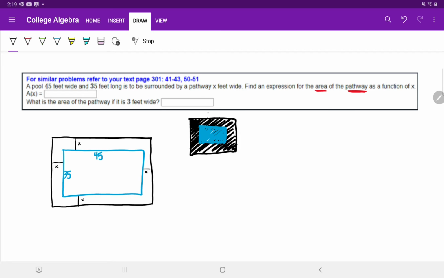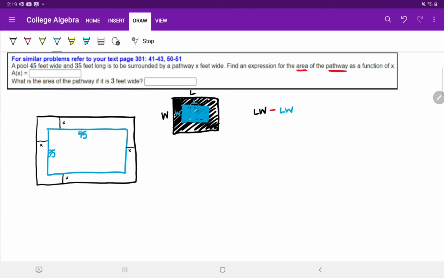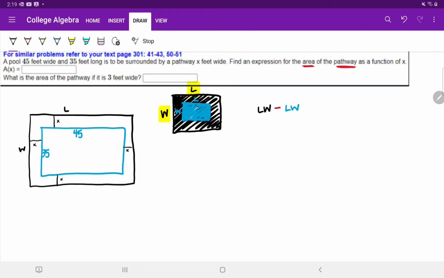So if we call this the pathway's length and width, and we call this the pool's length and width, then the area of our pathway is going to be the outside length times width minus the inside length times width. So now it's just a matter of figuring out what this and this are. We already know the blue L and W because we were given the dimensions of the pool itself in the problem, 45 and 35. So we need to find this L and this W. And for that, we're going to use these little variable x's that we were given.